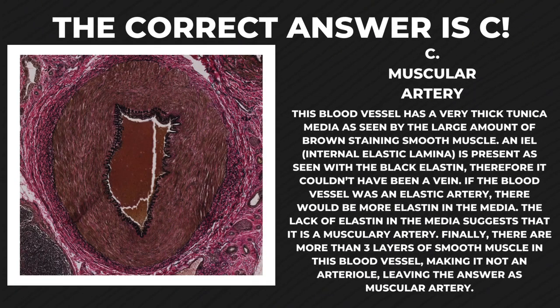The correct answer is C, muscular artery. This blood vessel has a very thick tunica media as seen by the large amount of brown staining smooth muscle. An IEL is present as seen with the black elastin, therefore it couldn't have been a vein. If the blood vessel was an elastic artery, there would be more elastin in the media. The lack of elastin in the media suggests it's a muscular artery. Finally, there are more than 3 layers of smooth muscle, therefore this blood vessel is not an arteriole, leaving the answer as muscular artery.